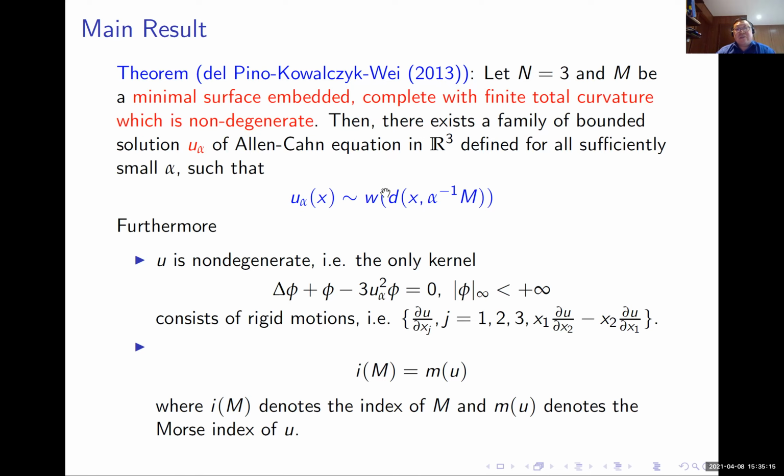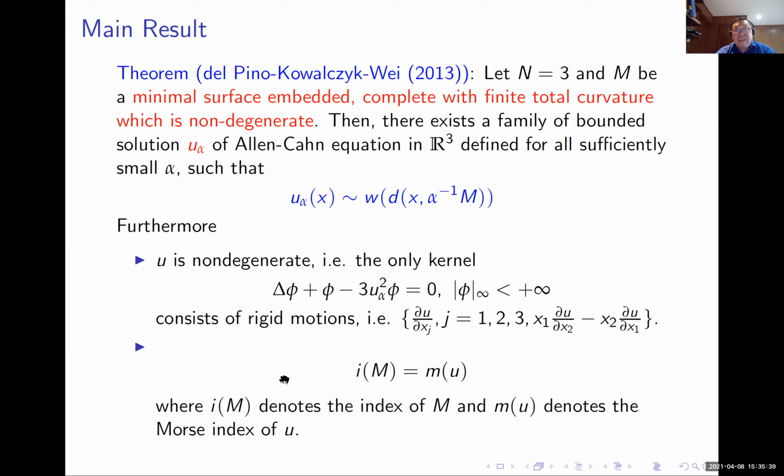So this is the solution. The nodal set is almost like M over alpha. And furthermore, u is non-degenerate. Like a minimal surface, the only bounded kernel consists of rigid motions, so translations and rotations.